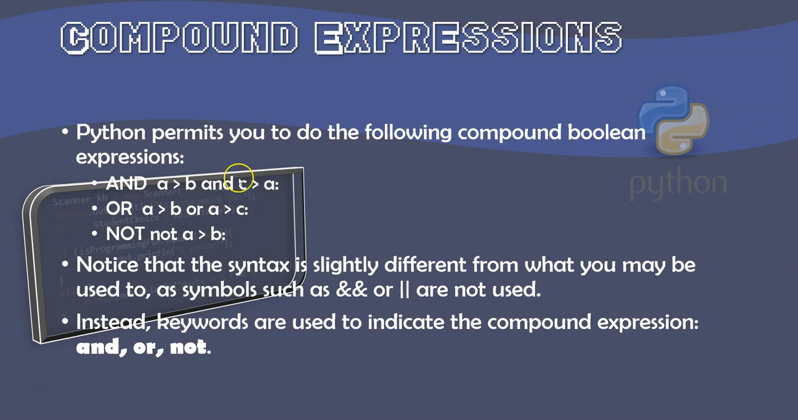So, for example, with an and, both of these conditions must be true. With an or, at least one of these conditions must be true. And not, of course, just changes the value from either being true to false or from false to true.